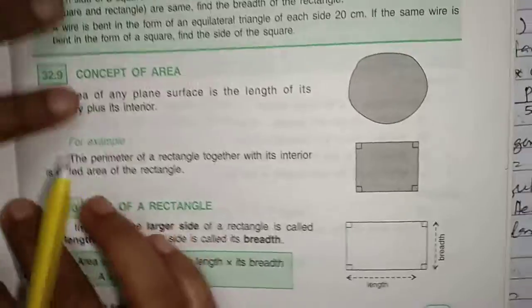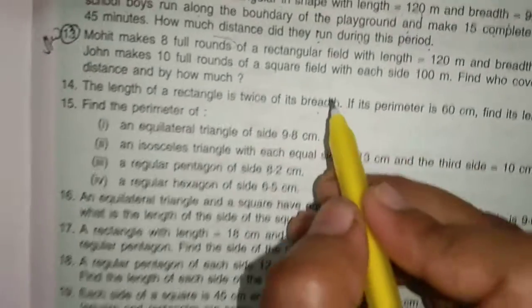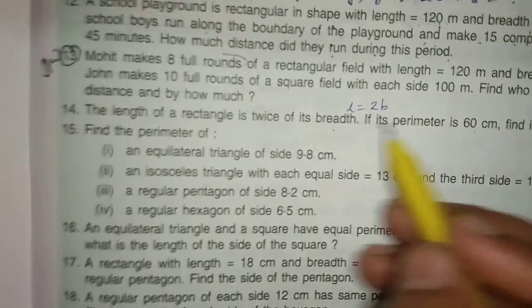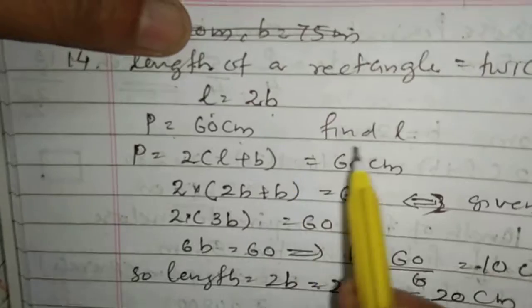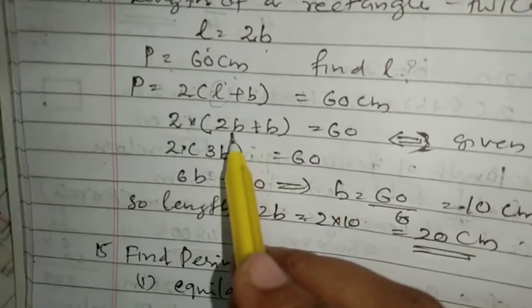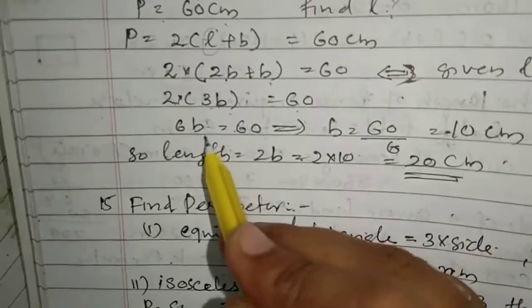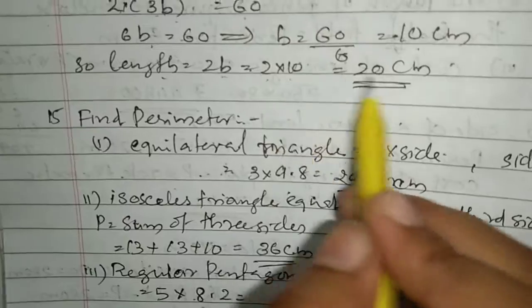Now the 14th one, look at here. The length of a rectangle is twice its breadth, and the perimeter is 60 centimeter. So length can be considered as 2b, and I will show you. Perimeter is 60 centimeter. Find the length. Perimeter is 2 into L plus b. In the place of length you have to give 2b, and 2b plus b will be 3b. 2 into 3b is 6b equals 60. So breadth equals 60 by 6, 10 centimeter. So length equals 2 into breadth, 2 into 10, 20.